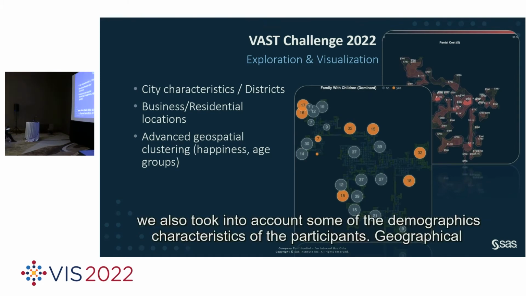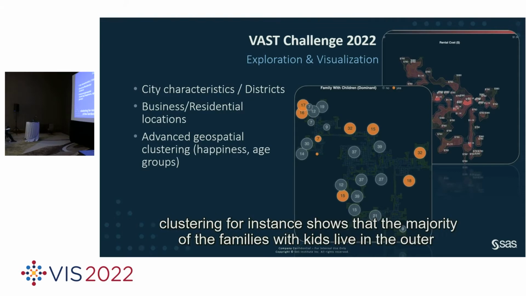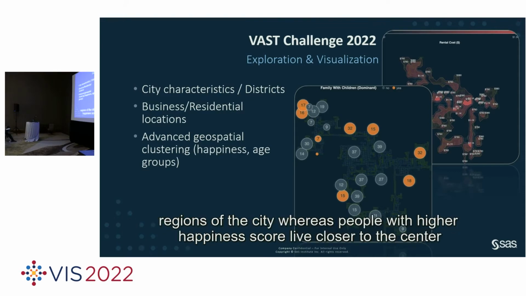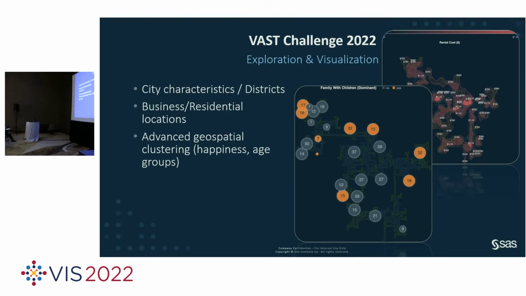We also took into account some of the demographic characteristics of the participants. Geographical clustering, for instance, shows that the majority of the families with kids live in the outer regions of the city, whereas people with higher happiness scores live closer to the city center.